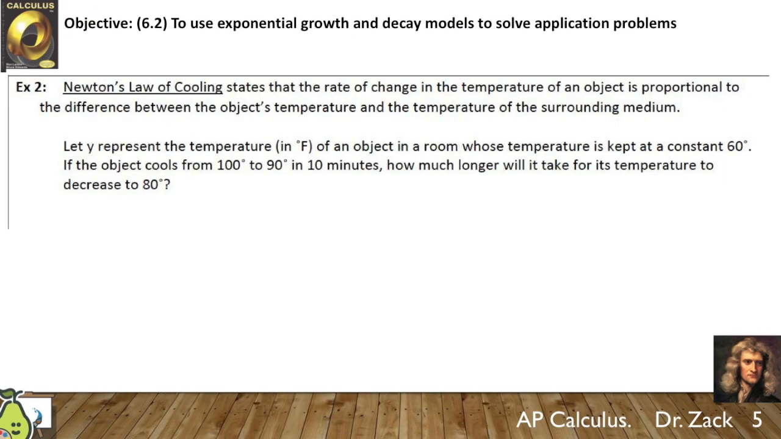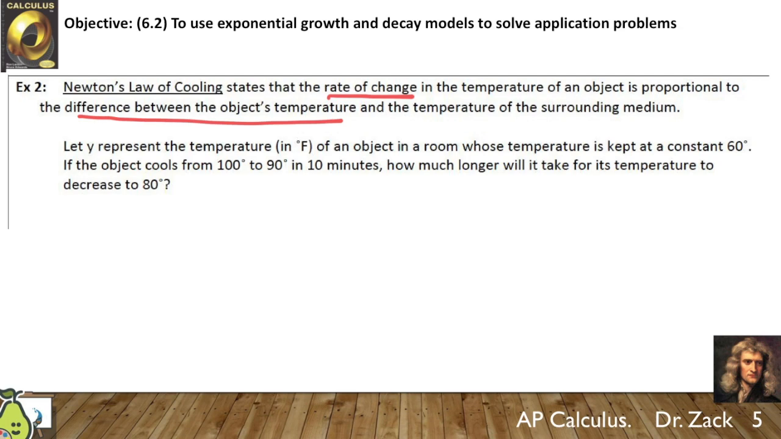All right, number 2, slightly different problem, but it's very typical of AP to put a problem like this on your exam. Newton's law of cooling states that the rate of change in temperature is proportional to the difference between the object's temperature and the temperature of your surrounding medium. We're going to let y represent the temperature of an object in a room, and the temperature in the room is 60 degrees. We're also told the cooling rate in 10 minutes. And how much longer will it take for the temperature to decrease to 80 degrees is our question.